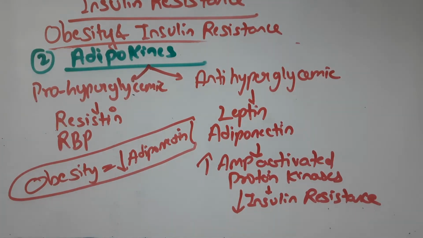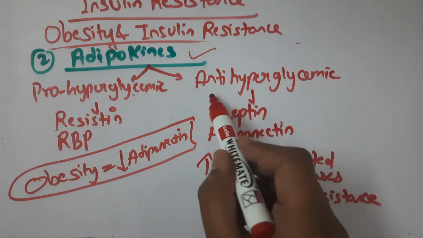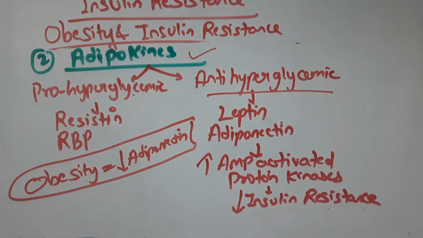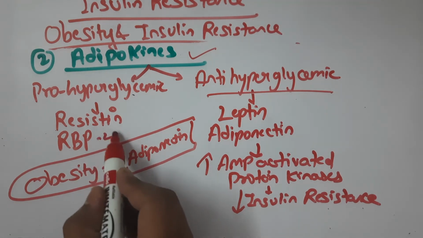The second factor involved in insulin resistance is the adipokines. Adipokines are adipose tissue cytokines. Now, adipokines could be pro-hyperglycemic adipokines, मतलब वो ग्लूकोज लेवल को बढ़ाएंगे, or could be anti-hyperglycemic adipokines, that means they want to decrease the glucose level. Okay, the examples of pro-hyperglycemic adipokines are resistin and retinol binding protein 4.